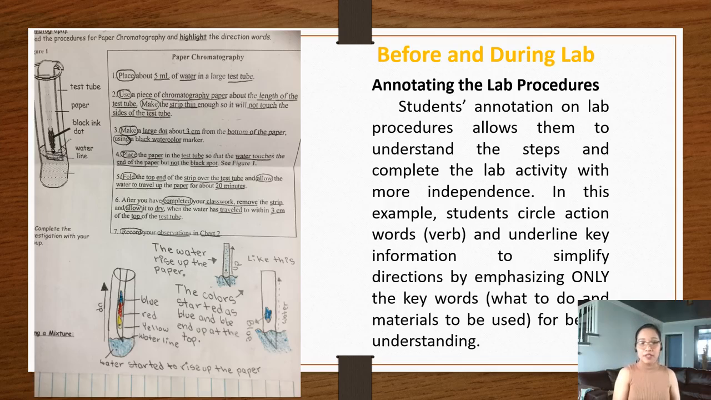Now, this strategy is what I do before doing any experiments: annotating the lab procedures. So allowing them to annotate the lab procedures while they are reading it is making them interact with the reading, as well as make them understand the procedures before they do an experiment.